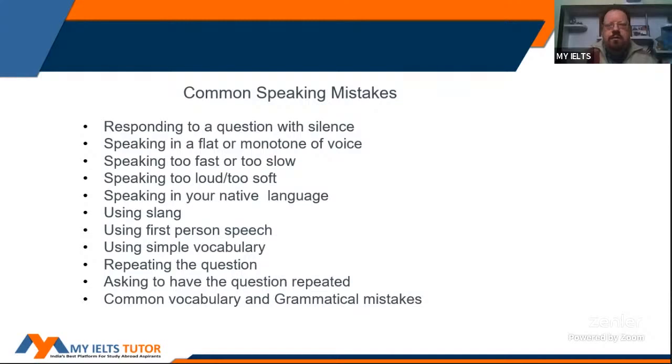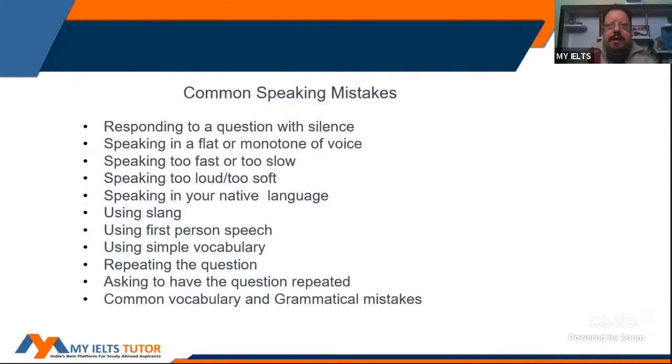Also, you want to avoid using second person speech. You don't want to say you when you're describing something or talking about another person. You don't want to say you, because when you say you, you're referring directly to the examiner. And so you want to keep that in third person. So you want to say he or she or they.